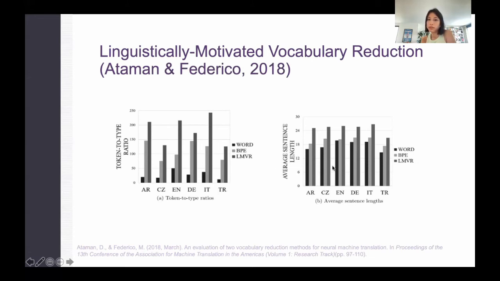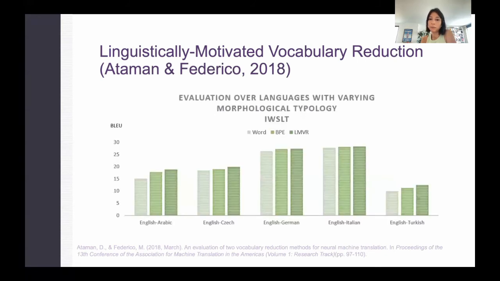And similarly, in the average sentence length, we see that LMVR has a longer sentence length. In the cases of sparse languages like Turkish, Arabic, and Czech, we see that this is actually useful. In the case of German and Italian, what we see is that this over-greedy segmentation doesn't have the same effect, because the data is already not so sparse and doesn't have so many out-of-vocabulary words. So it is still benefiting from using byte pair encoding, but the important aspect here is that even if they're overly greedy, the performance is comparable.